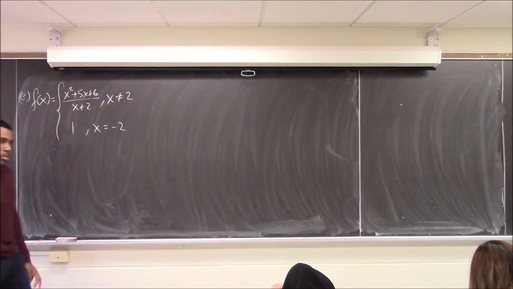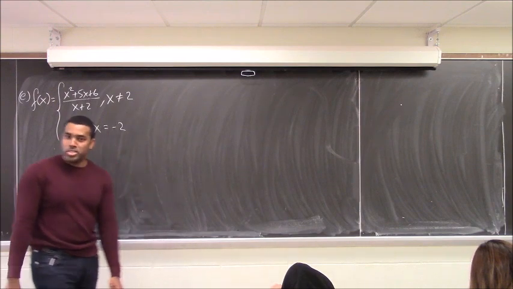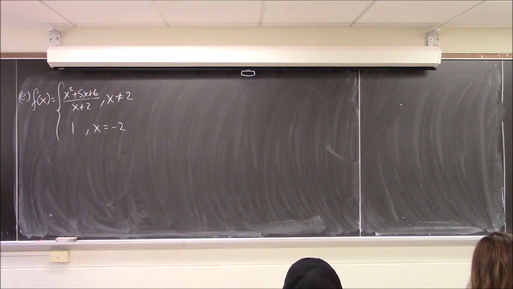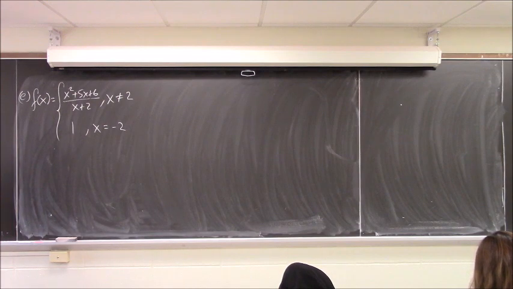Okay, what's the answer? Maybe someone who hasn't said anything yet today. Amanda? f of x is continuous at all points. Okay, justify. Because you can factor out x squared plus 5x plus 6 to x plus 3 times x plus 2, and you could cancel out that. Okay. Why would you want to do that?